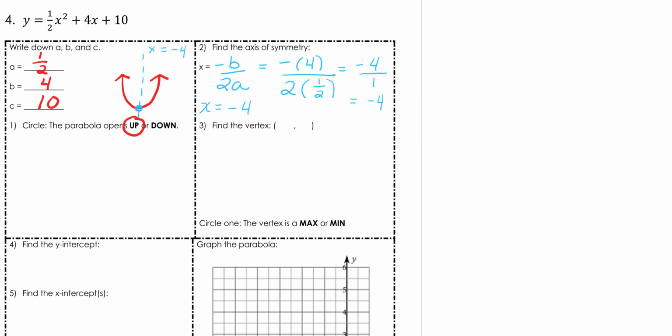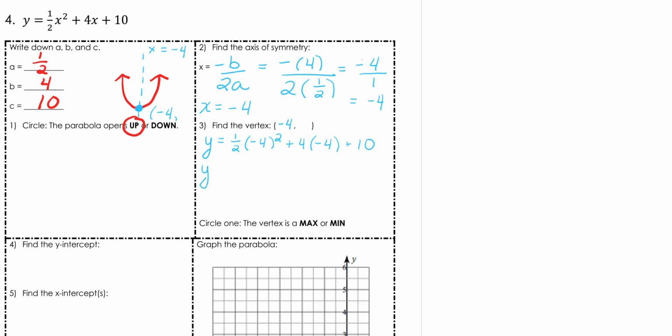And that means your vertex has an x value that's negative 4. To find the y value, we know what to do. We're going to plug that negative 4 into our equation. All right, let's get started. y equals 1/2 times negative 4 squared plus 4 times negative 4 plus 10.